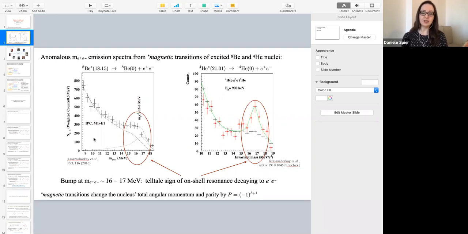The data shown for both of these transitions in beryllium-8 and helium-4 is the invariant mass spectrum of this e+e- pair. In both of these spectra, you can see a visible bump around a mass of 16 to 17 MeV. In particle physics, a bump on an invariant mass spectrum is a telltale sign of an on-shell resonance being produced and decaying to that particular final state. In this case, it would be an e+e- pair.